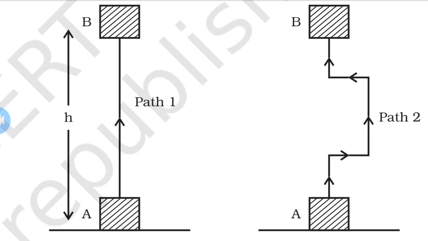Let the height AB be equal to h. In both path 1 and path 2, the work done on the object is mgh. So the work done by gravity depends on the difference in vertical heights of the initial position as well as the final position. The work done does not depend on the path along which the object is moved. In both paths, the work done will be the same.